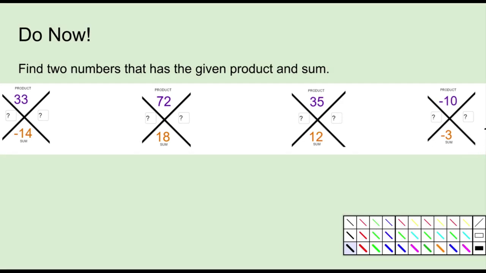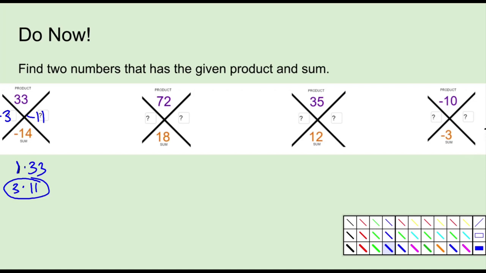Find two numbers that have a given product and sum. All right, so 33. I like to write down all the factors of 33. So I'll go 1 times 33. 2, nope. 3, yes, 3 times 11. 4, 5, 6, 7, 8. I just keep going. I think that's it. But I can already tell that this is going to work right here. So 3 and 11, because if you add those together and they're both negative, that will give me negative 14.